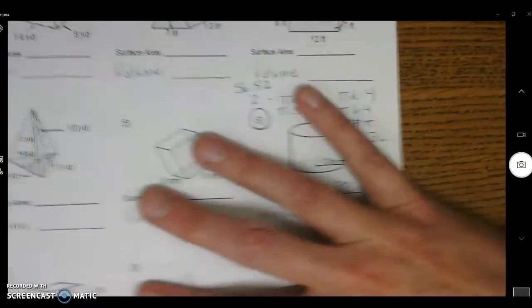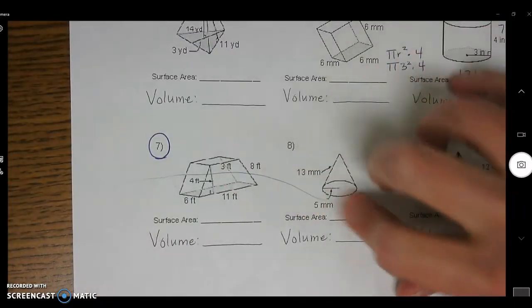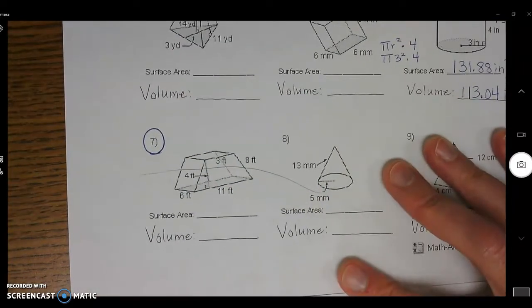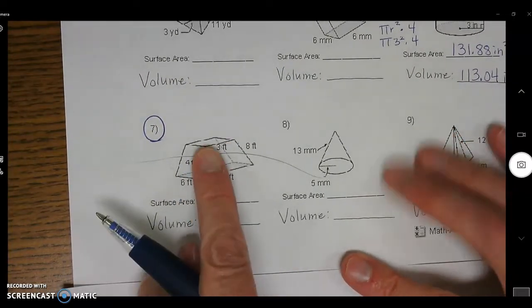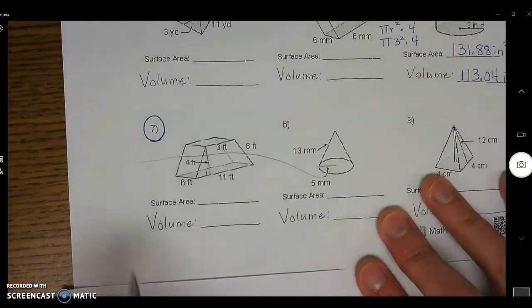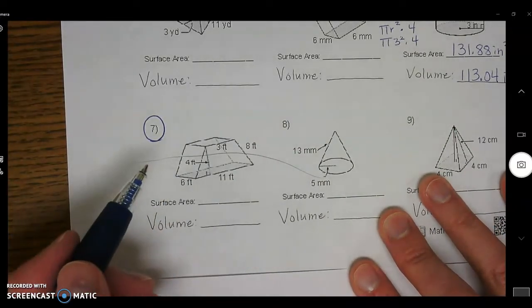All right, the last one I wanted to do with you is number 7 down here, and I apologize for the line on here that I copied that way. Looks like a pencil mark through there. So here we are again, painting all of this and then also filling it all up. So let's paint it first, and we're going to take this very carefully here, one piece at a time.